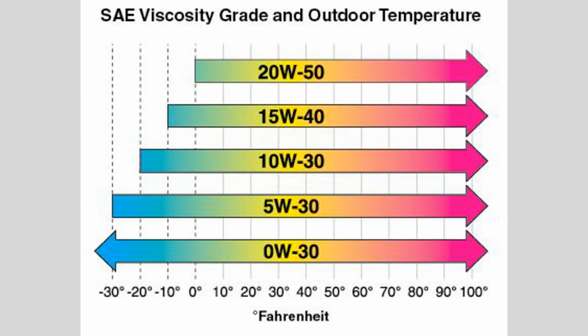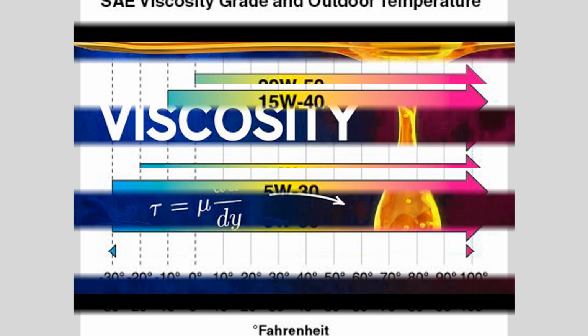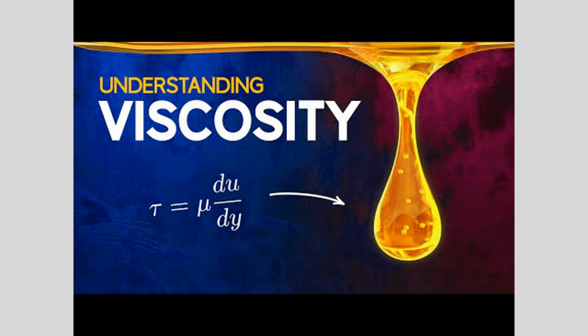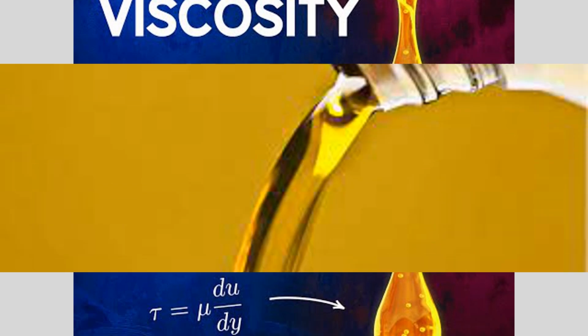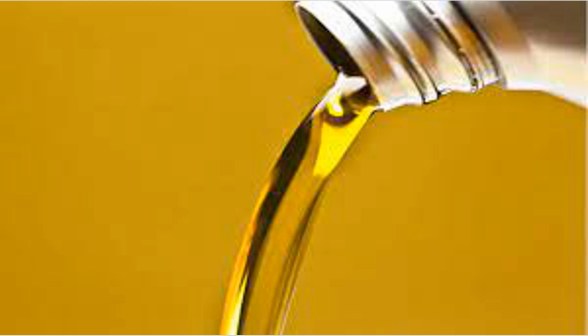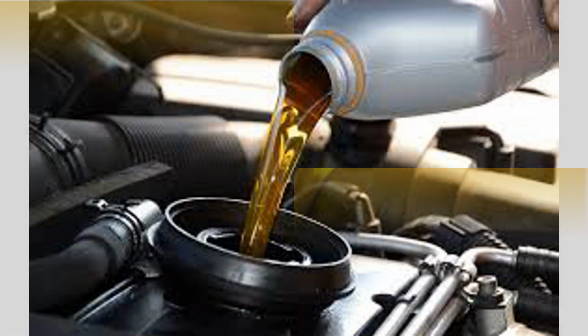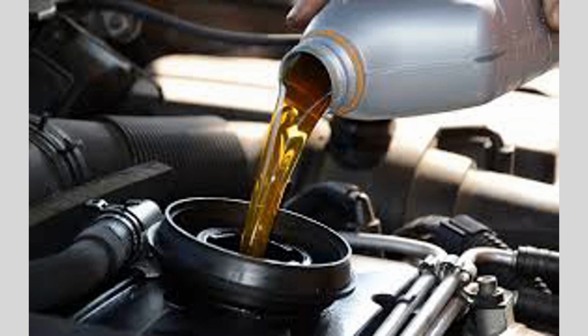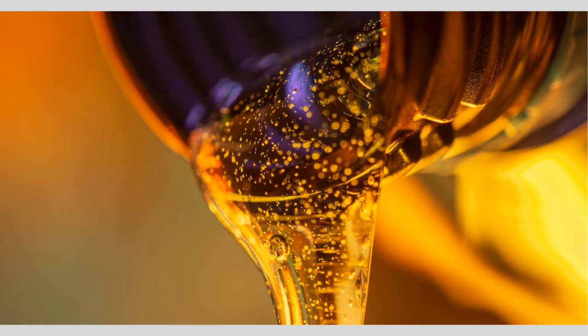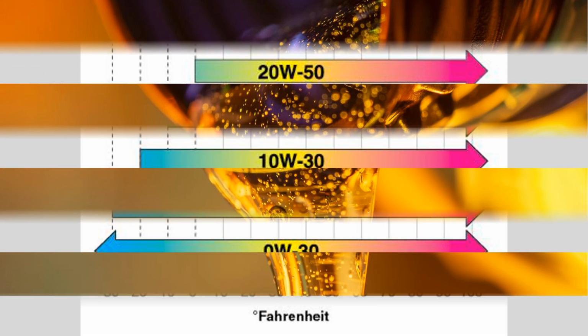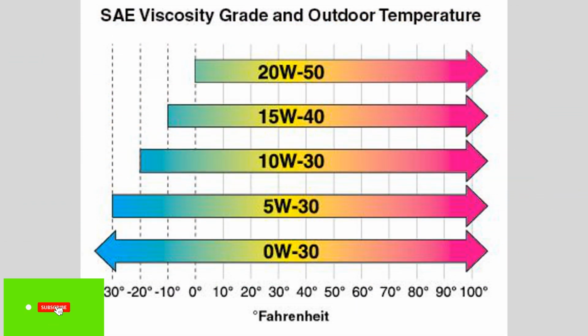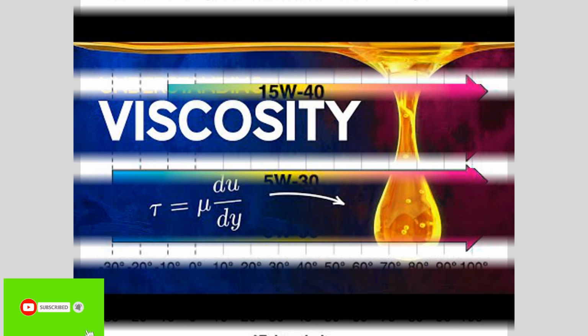Common SAE oil codes. Here are some common SAE oil codes you might encounter. 0W-20: great for cold starts and fuel efficiency. 5W-30: a versatile choice for many vehicles. 10W-40: good for older engines that may consume more oil. 15W-50: often used in high-performance or racing applications. Always refer to your vehicle's owner manual for the recommended oil viscosity.